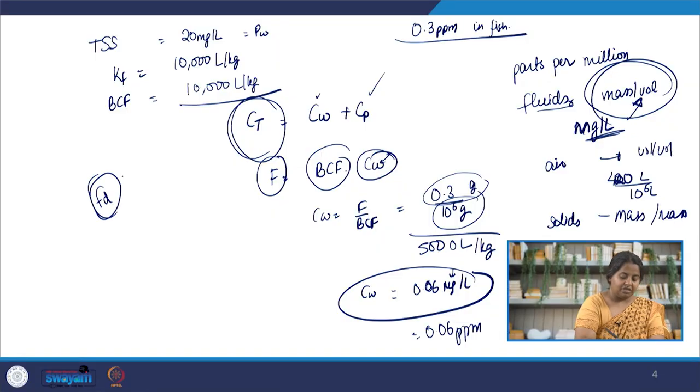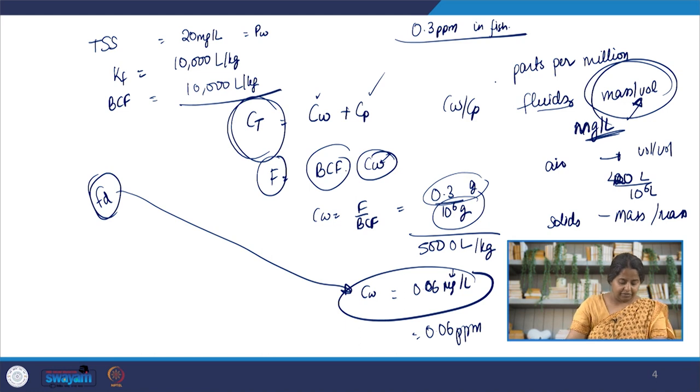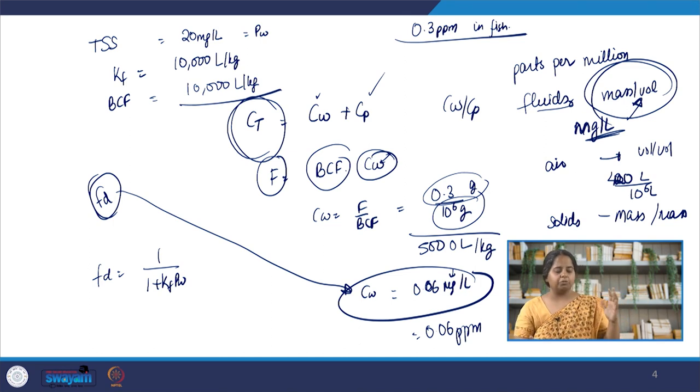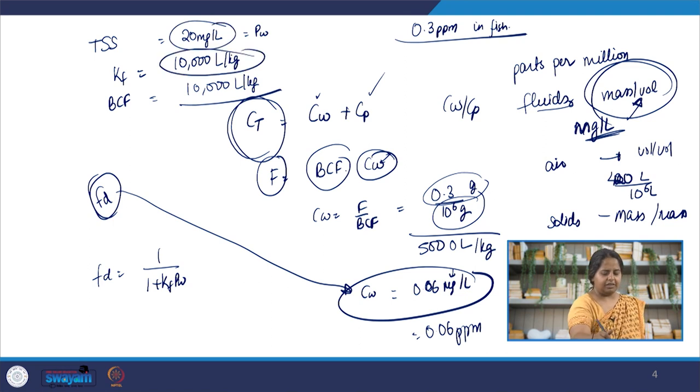Okay, let's go ahead and find CT. So we know CW, we need to find CP. The way I'm going to do it is to use the fraction FD. If you remember from the previous lecture, I defined FD as the fraction of contaminant that is in the dissolved fraction, so basically CW to CP. And we know that FD is equal to 1 by 1 plus Kf Pw. Now, Kf is your solid water partitioning coefficient. Pw is the concentration of your particulate matter, which we have here as 20 milligram per liter. We have Kf here as 10,000 liter per gram.